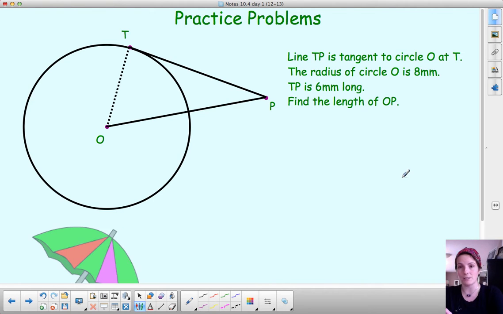So my suggestion is that you pause the video, give it a try, and then start it back up and see how you did.